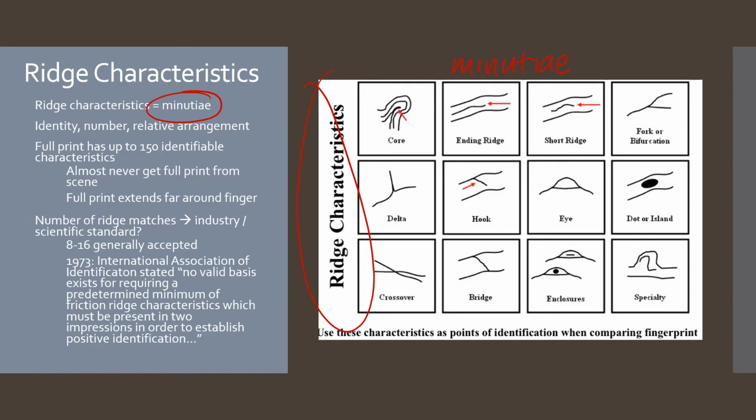You can characterize it by the identity of the minutia. Is it a delta? Is it a hook? Is it an eye? And the relative arrangement. Is the delta next to a whorl on the fingerprint, or is it under it? Is it on top of it? Is it very far to the left? Is it very far under? Is the central feature, the major whorl, huge or small? How many of these minutia do you have?